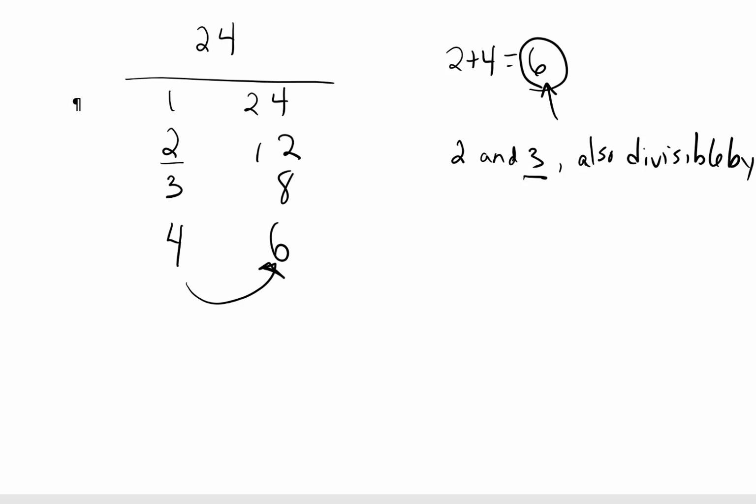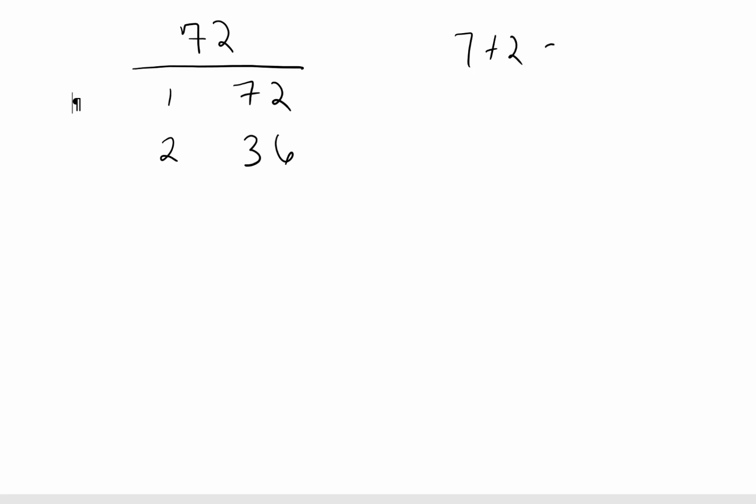Let's do another. Let's do 72. So I know 1 and 72 are factors. It's even, so I know 2 goes into it. 2 times 36 will give me 72. 3 goes into it because 7 plus 2 is 9, and since 3 can go into 9, I know 3 goes into 72.